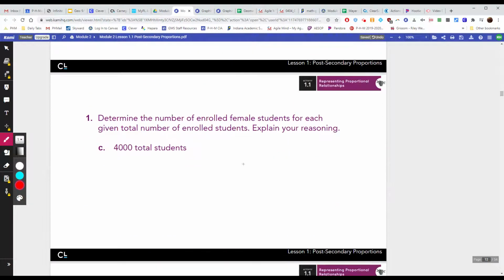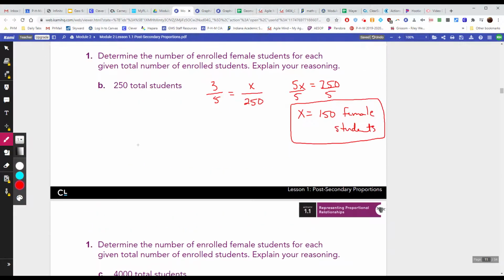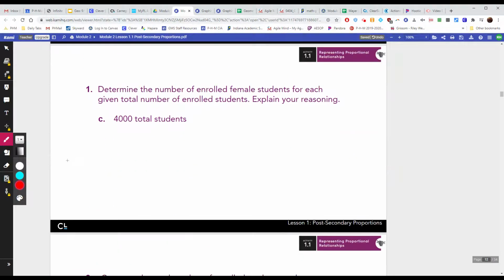Why don't you pause the video and try doing part C on your own. So create the proportion, go ahead and get the equation and solve it all the way through and determine the number of female students enrolled if there are 4,000 total.